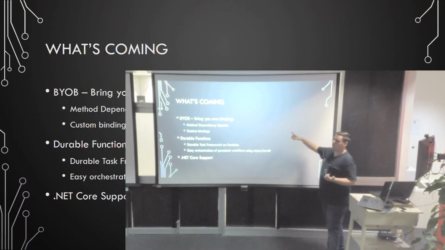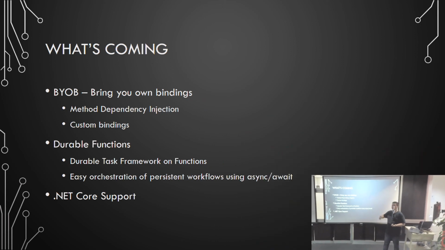What's coming? Bring your own bindings. The HTTP trigger and the queue binding that we saw before, soon enough you'll actually be able to write your own. That's in the WebJob SDK at the moment, but it's not officially supported. So keep your eyes peeled. There's been a lot of cool work for things like Slack bindings, Slack output, all that sort of stuff.